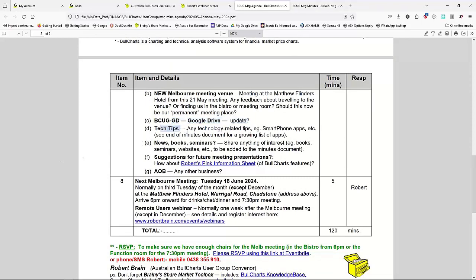Any tips, books you're reading, seminars of interest? We used to have lots of books and seminars talked about pre-COVID many years ago, but I think technology is supplanting a lot of them now.